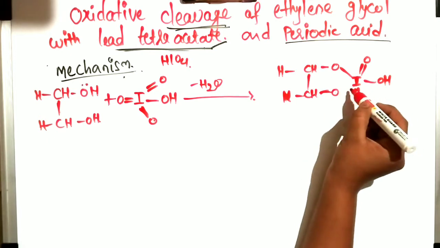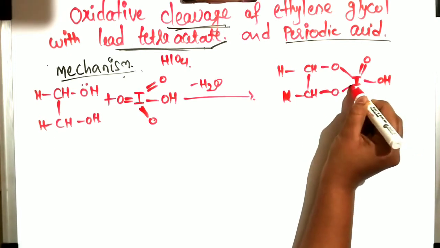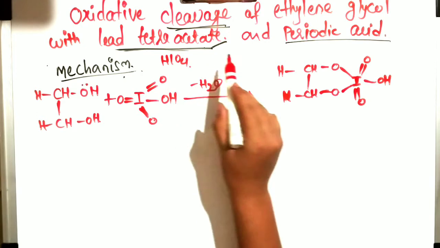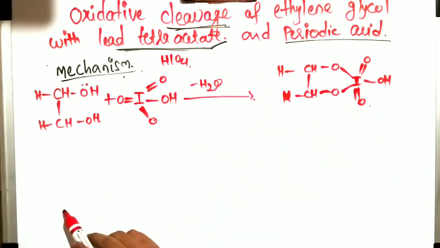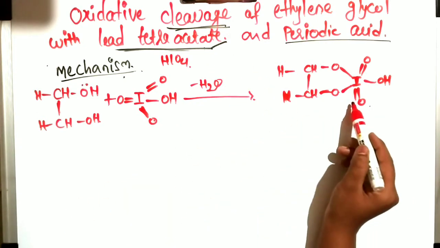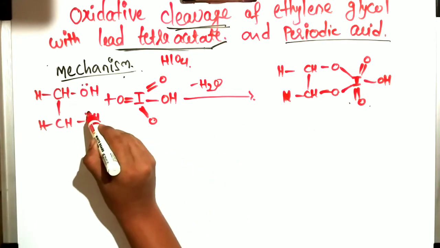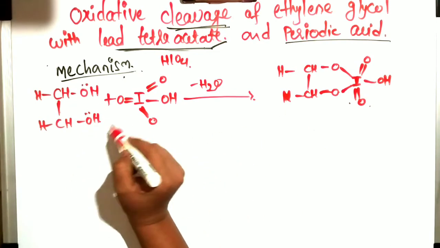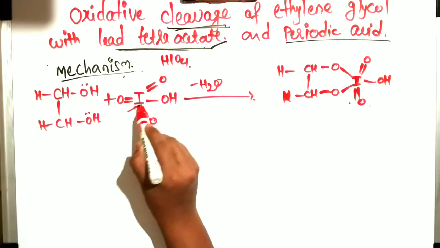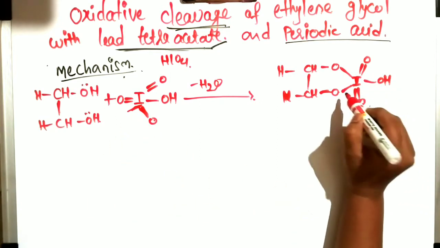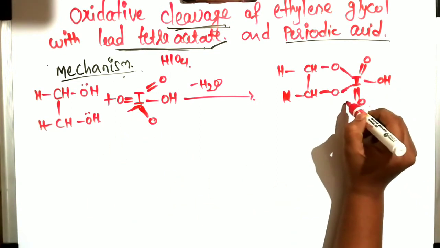So I am writing the two steps in one here. In the previous lead tetraacetate mechanism, I had written two terms, but here I will write only one term. Both the oxygens have lone pairs and will easily attach to this I group. So this is the step where we get here.